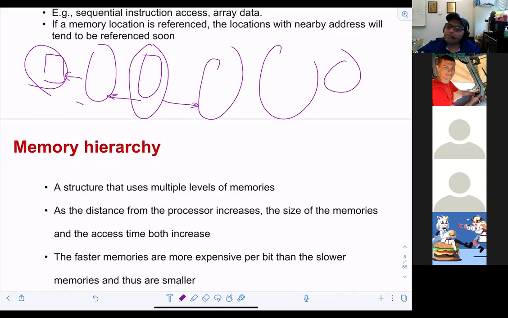So you are trying to simplify the communication. I cannot, for instance, come and say main memory, go talk to the processor. That would be chaos. Make sense?